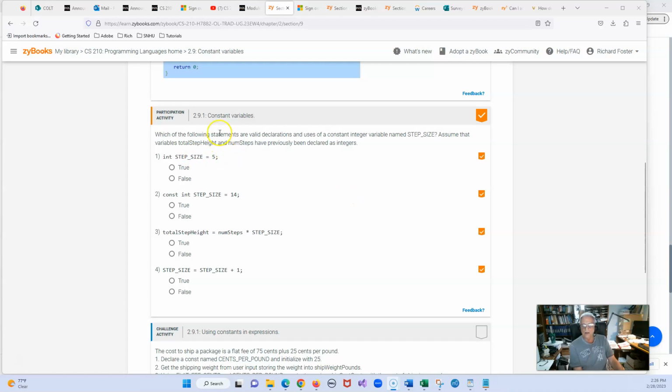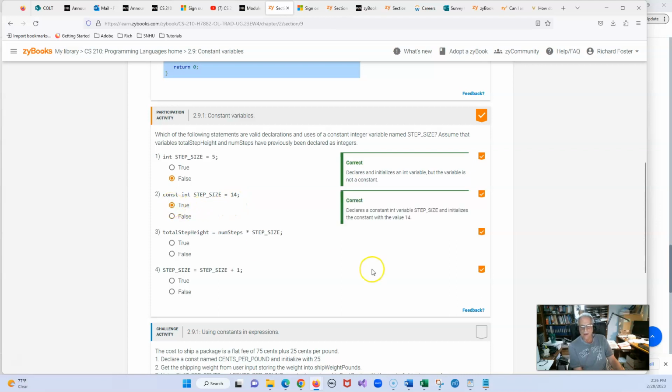So they want to know whether these are valid declarations of constants. Right off the bat, we have an issue, because yes, it's a valid declaration of an integer, but it's not a constant. So that would have to be false. Now we have constant integer step size equals 14. I don't see anything wrong with that. That would be true.